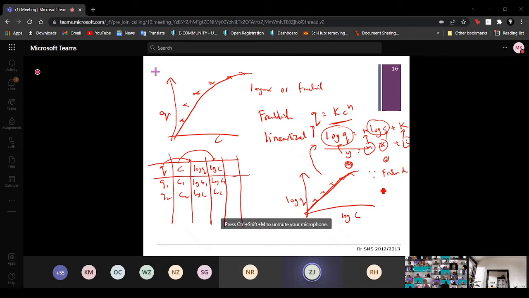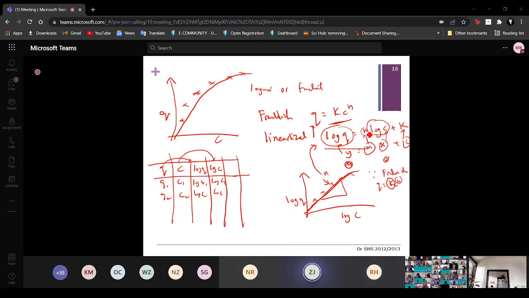So now you need to produce the equation. You know the equation is Q equal to KC^n, right? So you have to obtain the constants. What are the constants? K and n. So how do you get them? From the plot of log Q and log C, you know that the slope is equal to n.